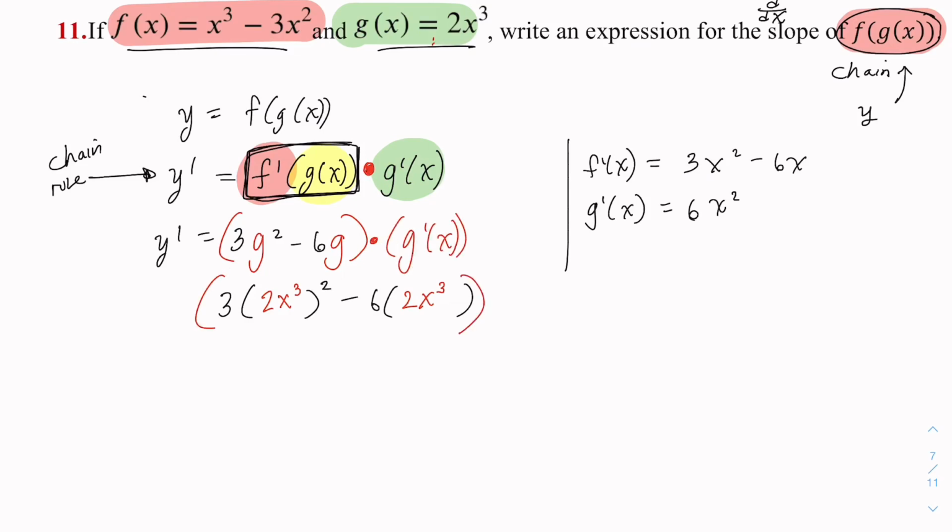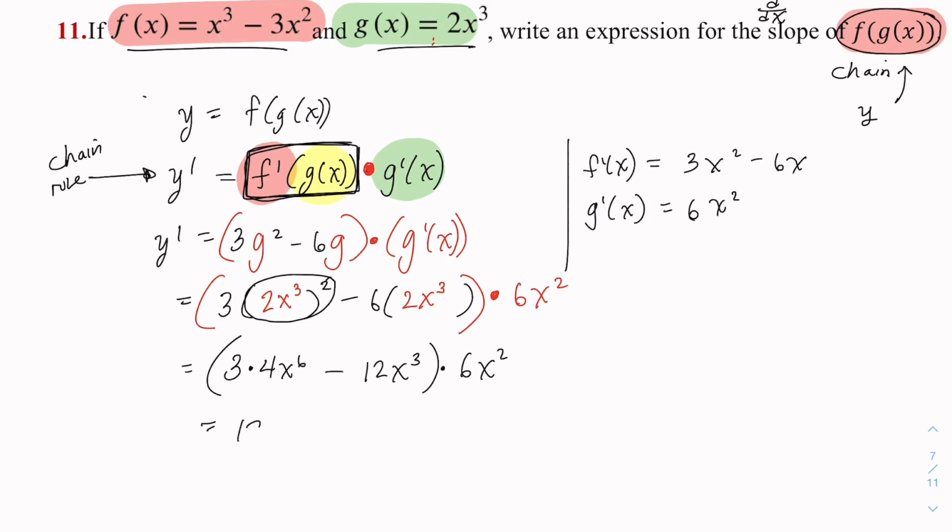So let's show big parentheses. And then g prime of x would be 6x squared. Okay, let's simplify for our final steps. So inside this parentheses, 2x cubed squared is going to be 4x to the 6th with a 3 in front. Minus 6 times 2x cubed is negative 12x cubed. And all of that's being multiplied by 6x squared. We can leave our answer here, really, since it's FRQ, or we can take it a couple steps further.